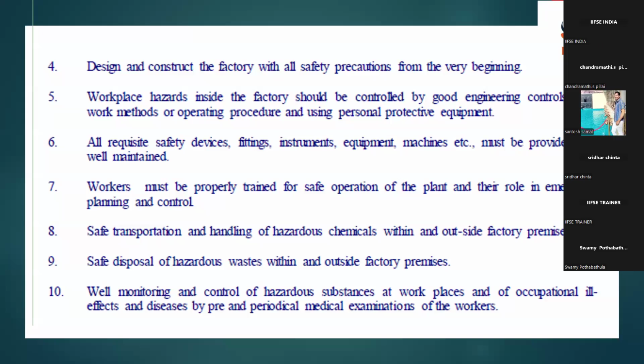Like machine guards? Yes, that is also one of the controls. Very good. I can say machine guards, sensors, then limit switches, safety relief valves, pressure relief valves, controlled atmosphere. All these things come under what you call engineering controls.